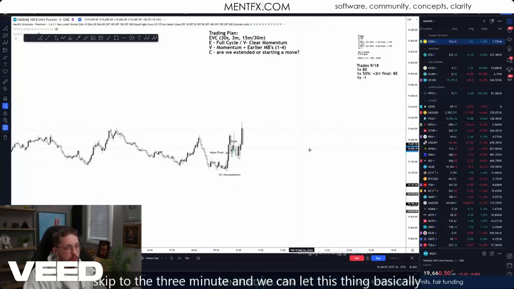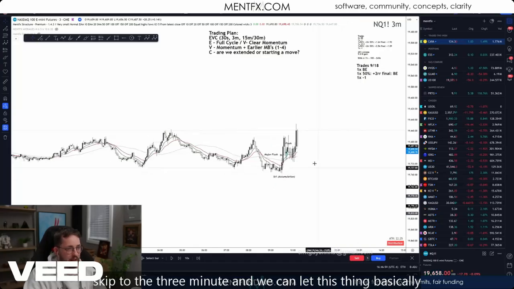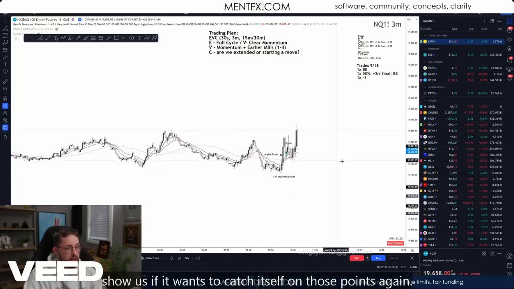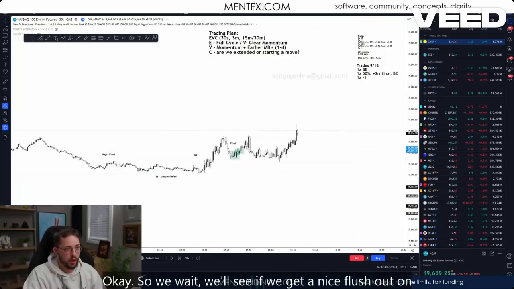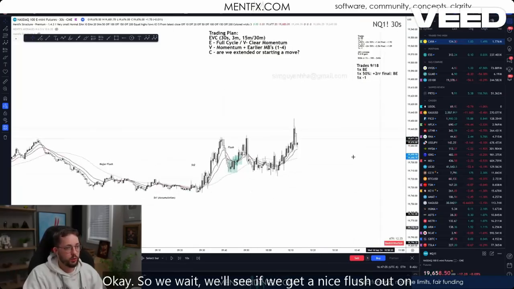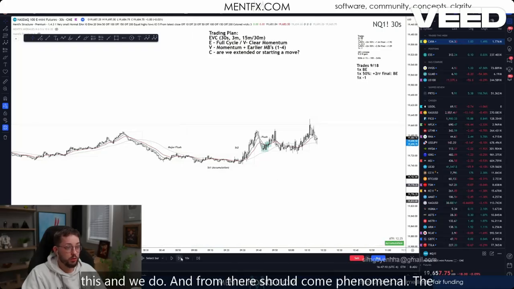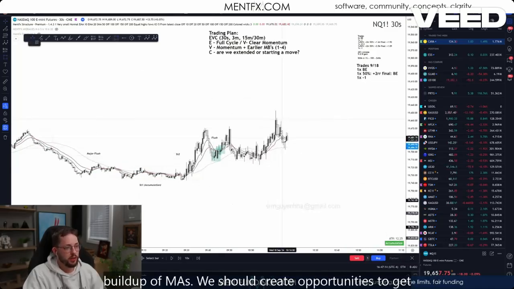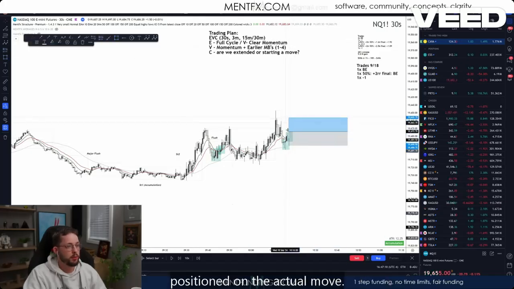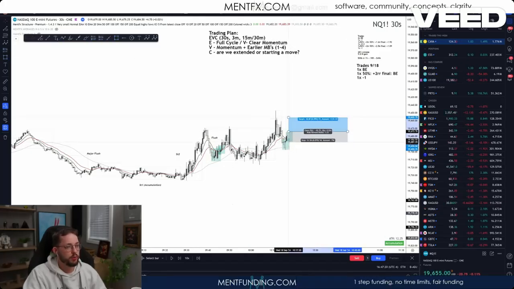So we can skip to the 3 minute, and we can let this thing basically show us if it wants to catch itself on those points again, okay? So we wait, we'll see if we get a nice flush out on this, and we do. And from there should come phenomenal buildup of MBs, which should create opportunities to get positioned on the actual move.